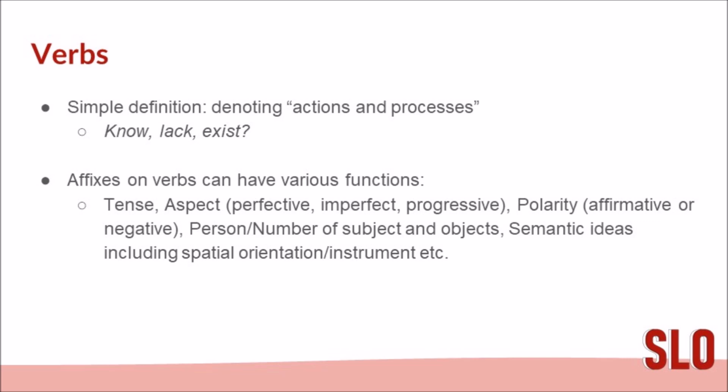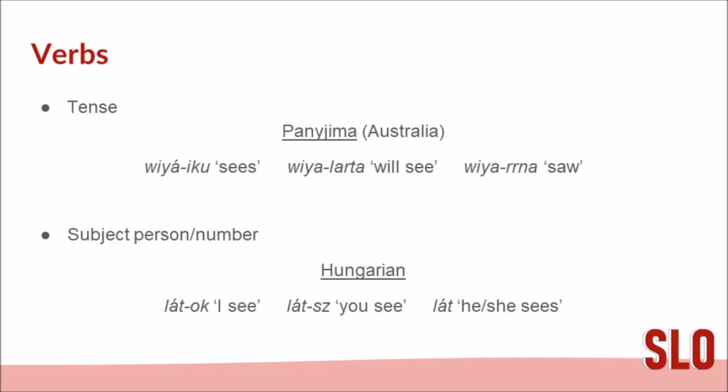Again, it's easy to come up with some exceptions such as no, lack, and exist, which do not really refer to a process that you can actually go through. Affixes attached to verbs can have various functions. For example, it can represent tense. In Panyjima in Australia, iku refers to the present tense, lata the future tense, and na is the past tense.